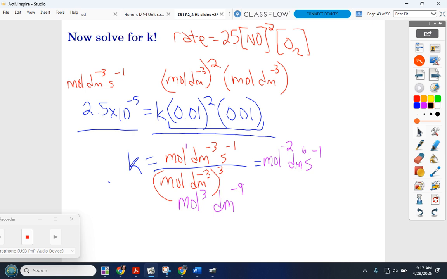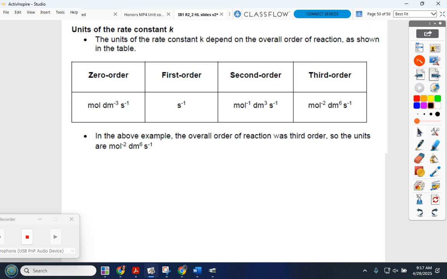Okay. So you can always derive this from the units that go into the equation, that go into solving for K. Okay, you can always derive this. However, if this is more up your alley, you can also just memorize what the units are going to be for different types of reactions.